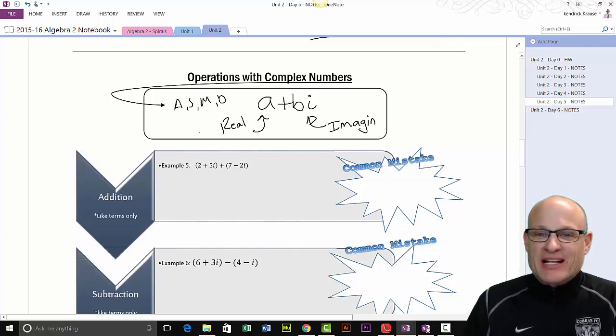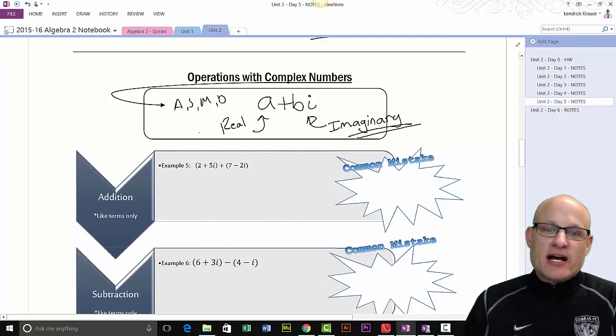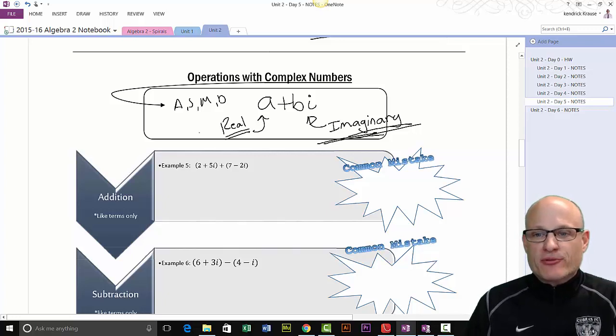It's called a complex number. Why is it complex? Because people don't understand it. No, it's complex because you have a real part and you have an imaginary part, which makes it really complex for the person to understand.